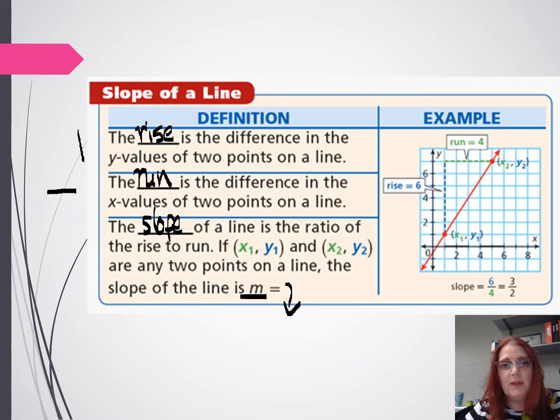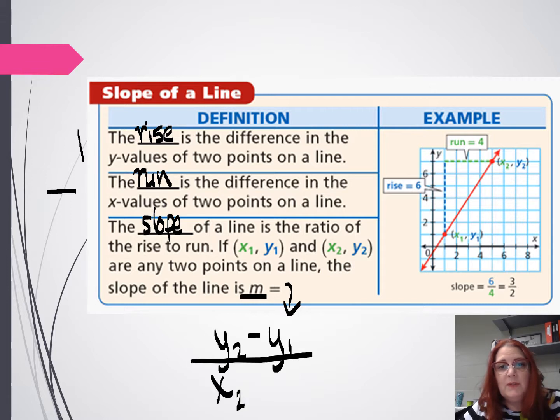So sorry about that. The slope designated by m is going to be y sub 2 minus y sub 1 divided by x sub 2 minus x sub 1. So that's the formula that we are going to use to find the slope.